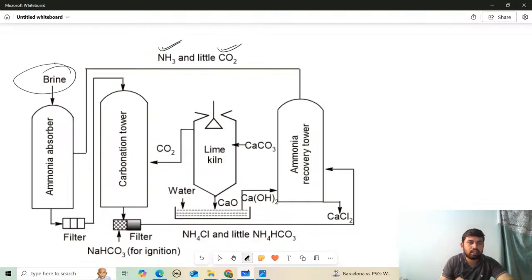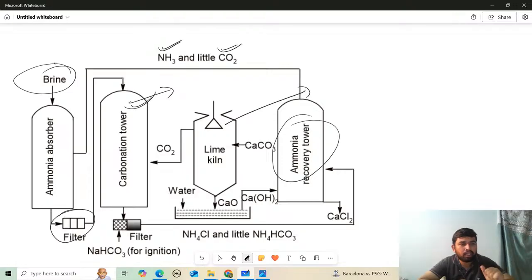Here is a filter, and this is the carbonation tower, a very important tower where our main reaction is going to occur. And here there is a lime kiln. The lime kiln and ammonia tower recovery will be there, and an ammonia absorber here. The brine is sent here, and from the brine the filter comes into play. With ammonia, the brine enters into the carbonation tower. For these three mixtures, carbon dioxide gas is sent here. That is very, very important.